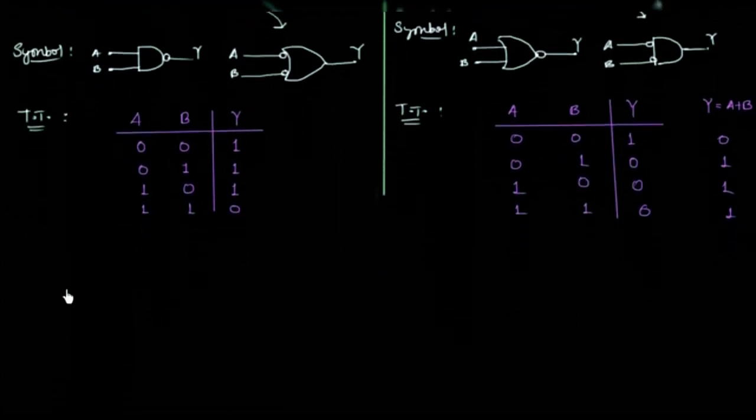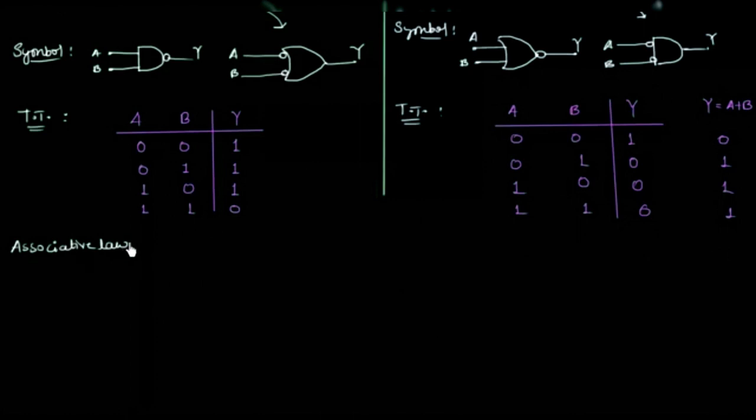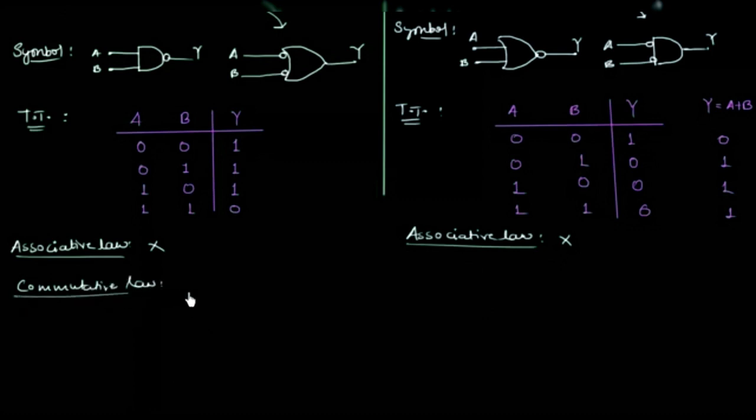Next point is associative law. Only two logic gates do not follow the associative law, and they are NAND and NOR. The universal gates do not follow the associative law, and commutative law is followed by both of them. NAND gate follows the commutative law and NOR gate also follows the commutative law. You can easily prove them.